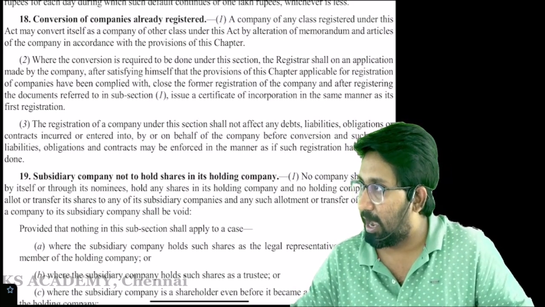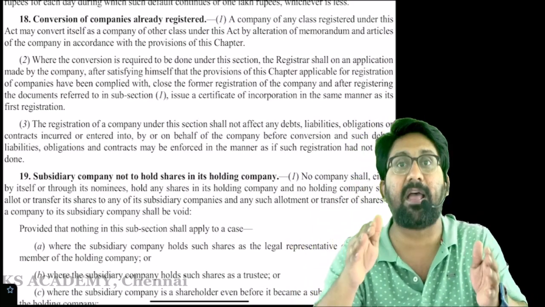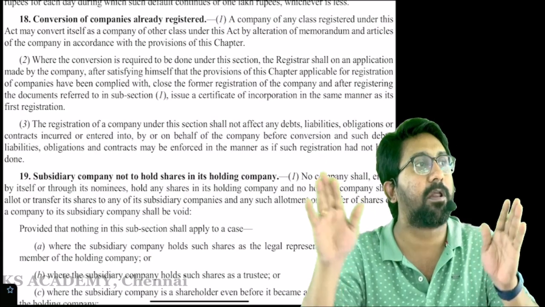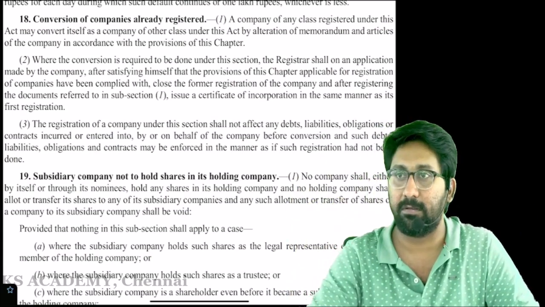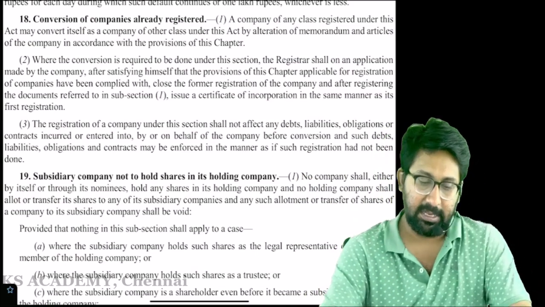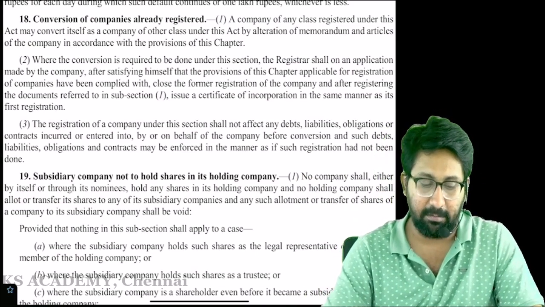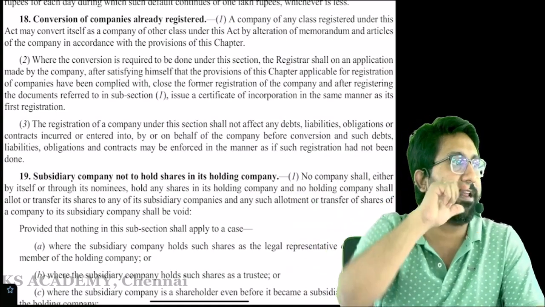It is for alteration of articles. Whether the prepared articles after the conversion are proper or not, they will check. Who will check? Central government. For that reason, central government approval. But very good question actually. Next, section number 18. Please read section 18. Concept idea.